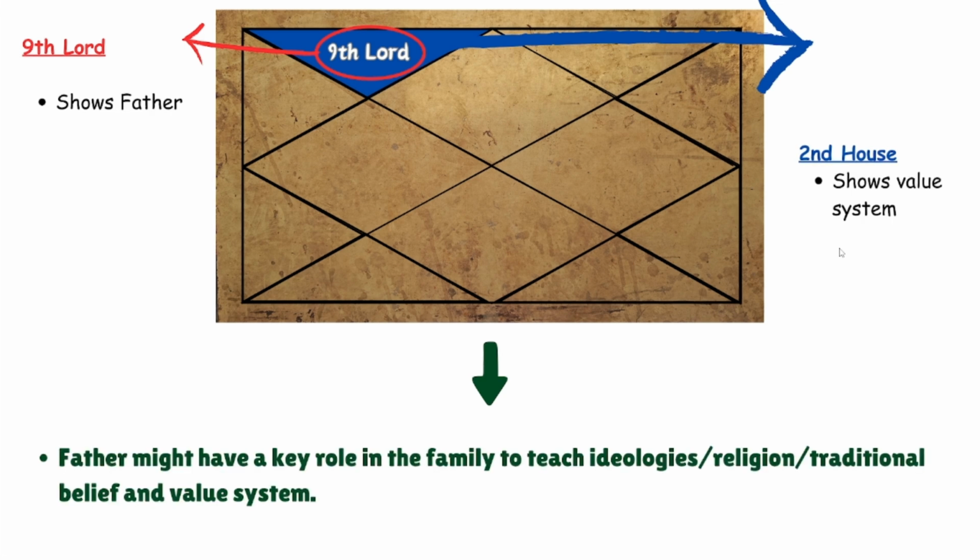Now, ninth lord shows father, and second house shows one's value system. So with this placement, maybe early in your childhood, father might have had a very key role in the family, and with you, to teach all the ideologies, the religion, the traditional beliefs and the value system that the father and probably their ancestral lineage have been following.